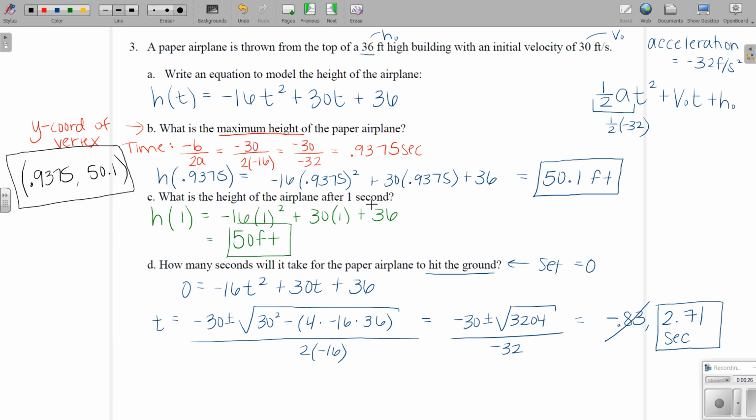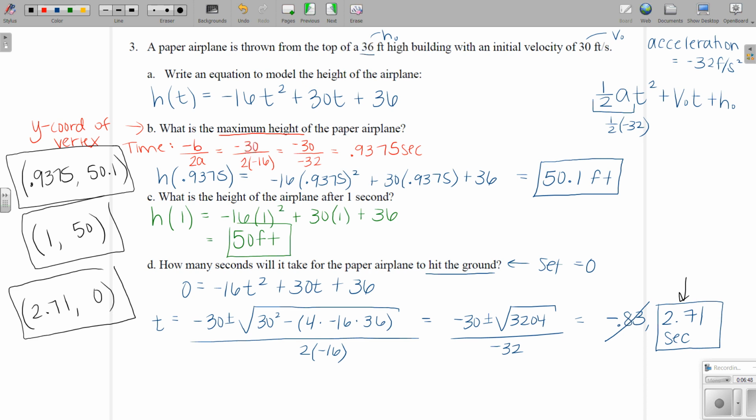What is the height of the airplane after 1 second? So at 1 second, your height is 50 feet. There's another point that would be on your graph. How many seconds will it take for the paper airplane to hit the ground? Remember, this is your x-intercept. So this is your x value, so 2.71, and the height is 0. There's another point on our graph.